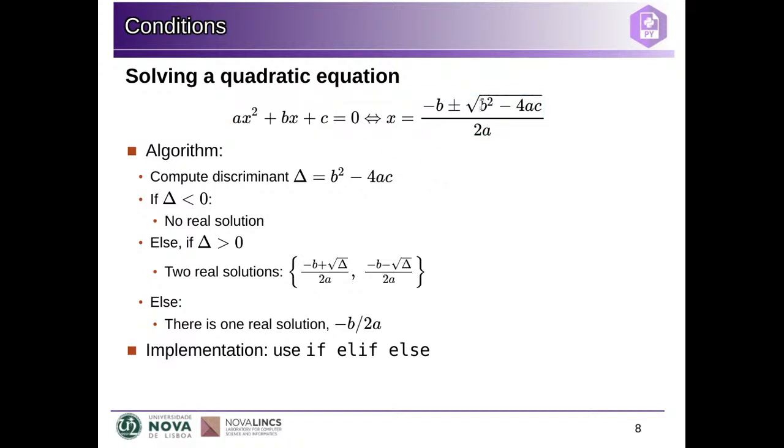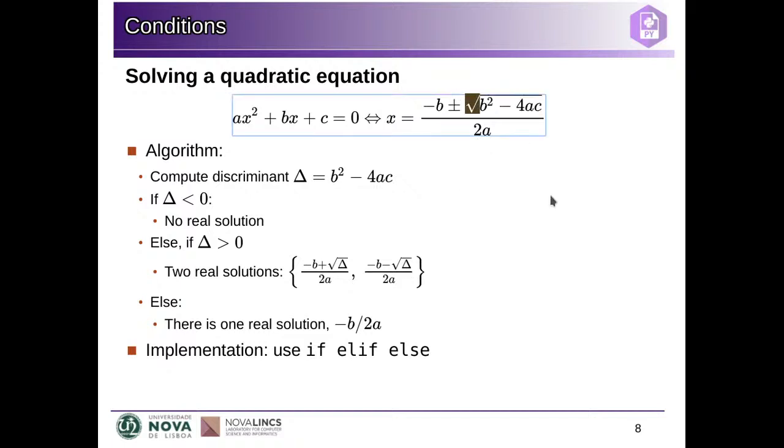So one thing that we can do is start by computing this discriminant, which is b squared minus 4ac, and check the sign of this value. If it's less than 0, then there are no real solutions to this equation. If it's greater than 0, then there are two real solutions: minus b plus the square root of delta, the discriminant, and minus b minus the square root of the discriminant. Otherwise, if delta is exactly 0, then there is one real solution, which is minus b over 2a, because this part is 0.